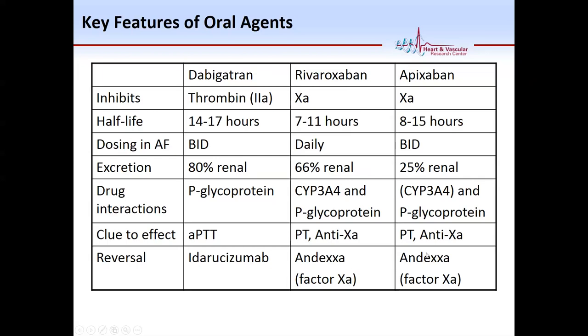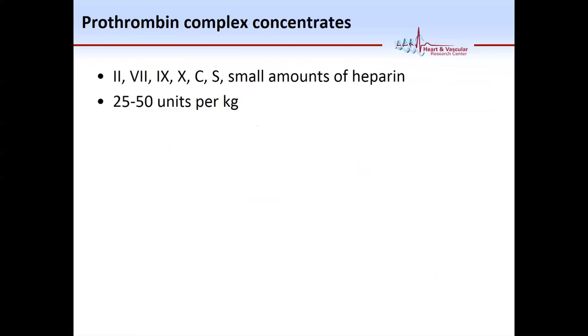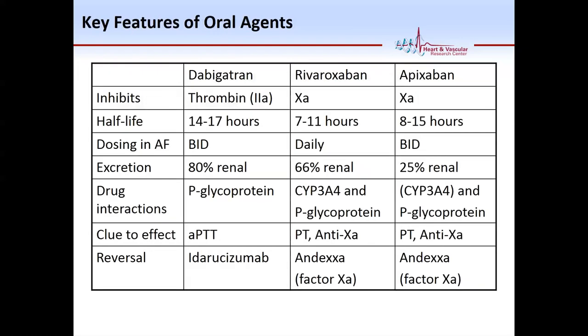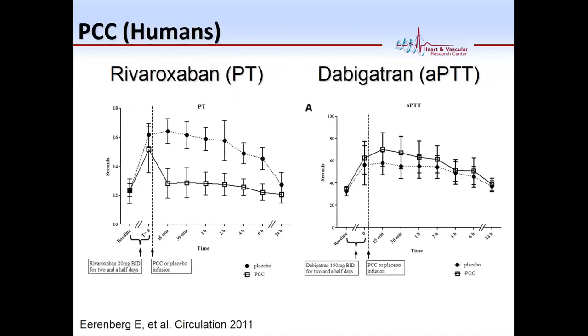Now, the other two oral anticoagulants that are 10A inhibitors, in theory, might be helped by this Andexxa reversal agent, but it has not been approved for use with them. I guess it just hasn't been tested. There are also prothrombin complex concentrates that can be given, which are useful for the 10A inhibitors, but don't work very well for patients on dabigatran. Really, you don't want to give them for dabigatran. You can see it doesn't make any difference.